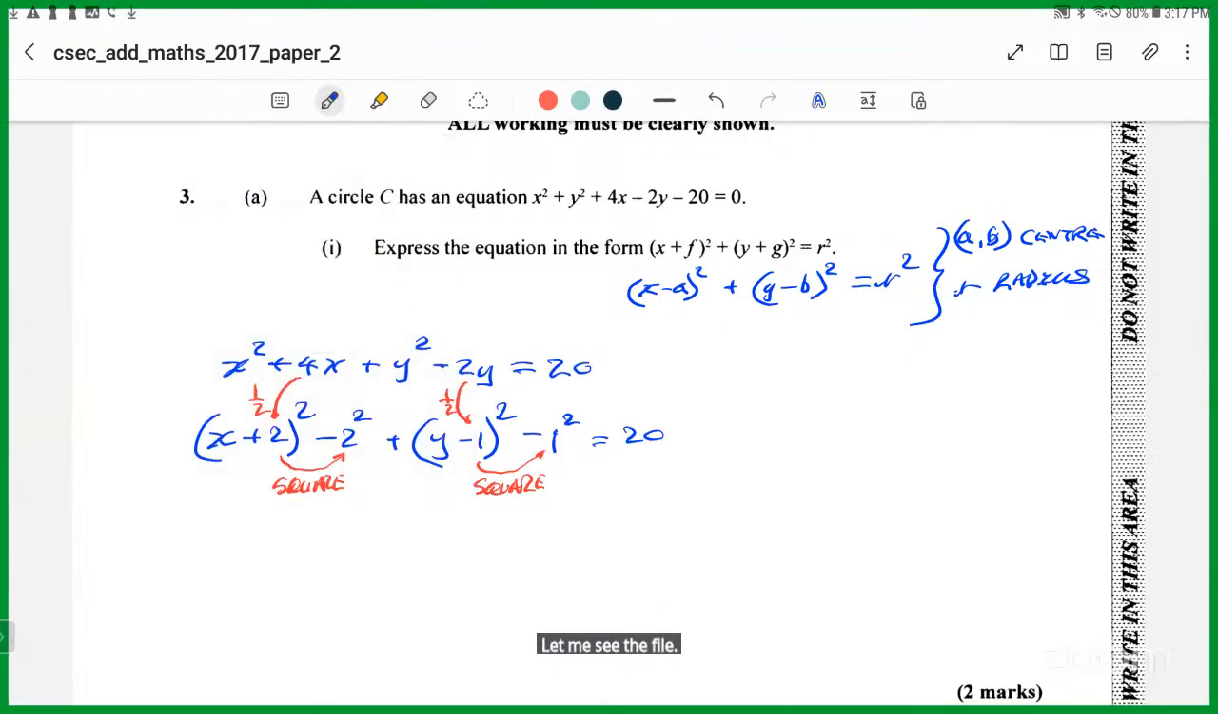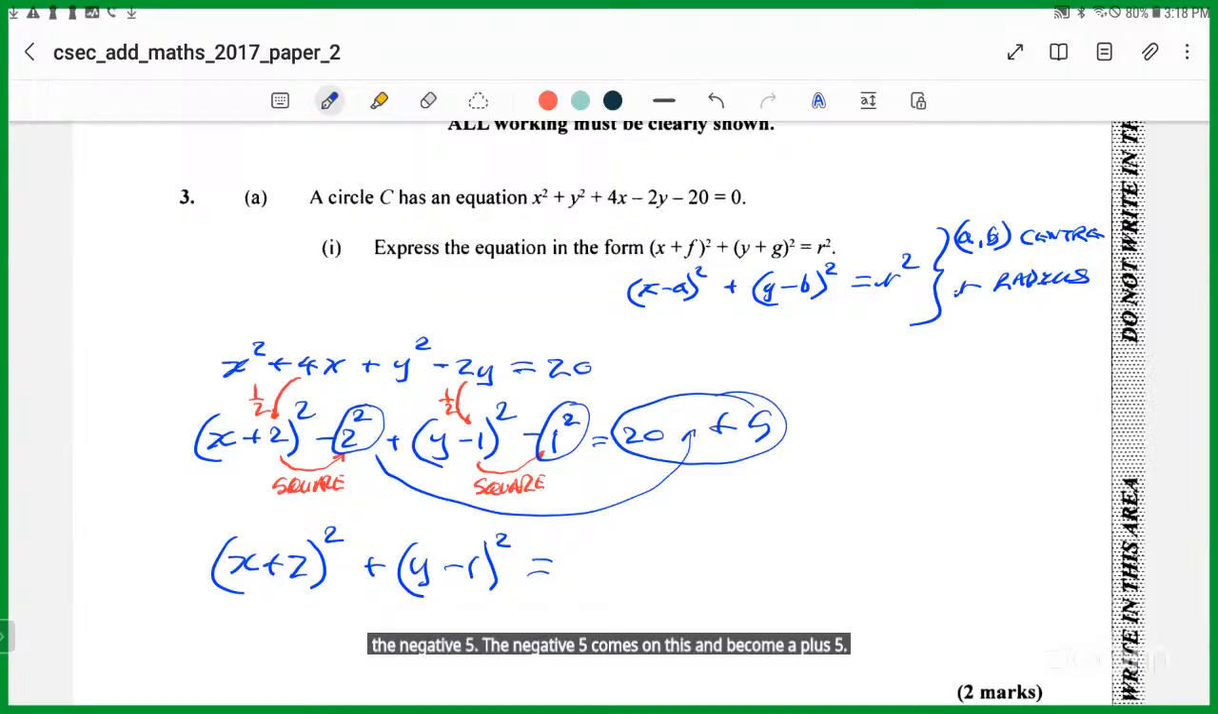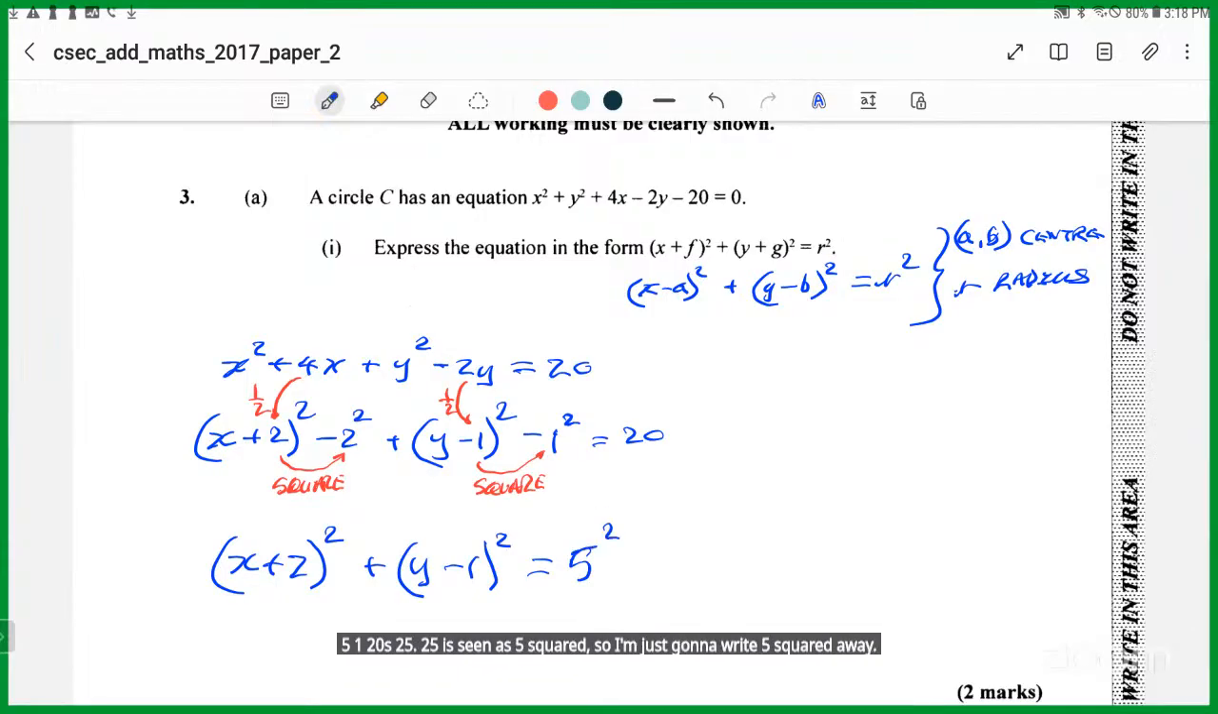So this one becomes x plus 2 squared plus y minus 1 squared equals, now this is 4 and this is 1, 5. There's a negative 5. The negative 5 comes on this side and becomes a plus 5. 5 and 20 is 25. 25 is the same as 5 squared. So I'm just going to write 5 squared over here. And that is it. That's the equation written in that form. That okay? Yes, sir.